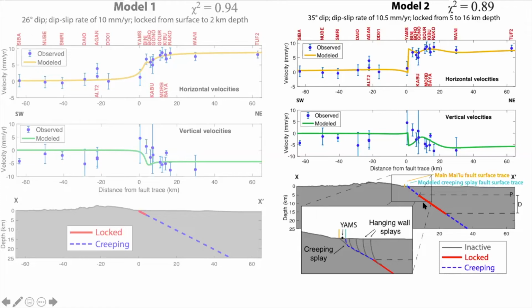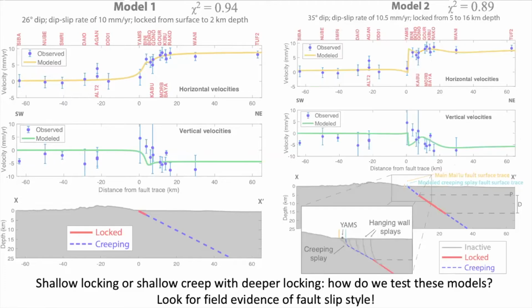Now we see that the best fitting model dips 35 degrees, has a dip slip rate of 10.5 millimeters per year, and is locked from 5 to 16 kilometers depth. And you can see that the horizontal fit to the data is really good as well. And we get a chi-squared of 0.89, which is slightly lower than the fit to the data for model 1. But these two are very similar. So now we're left with two models that fit the data very similarly well. So how do we evaluate them?